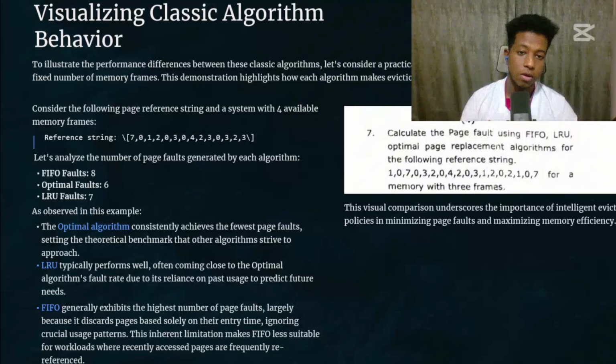We have our example over here. Calculate the page faults using FIFO, LRU, and optimal page replacement algorithms for the following reference string for memory with 3 frames. This visual comparison underscores the importance of intelligent eviction policies in minimizing page faults and maximizing memory efficiency.